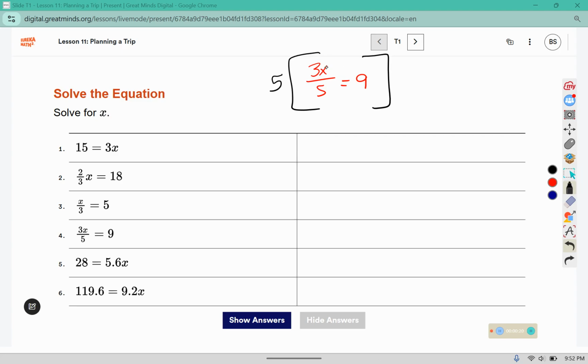5 times 3 is 15x. 15x divided by 5 would just give us 3x. And 5 times 9 is 45. Then we can continue to solve it by dividing both sides by 3, and x equals 15.